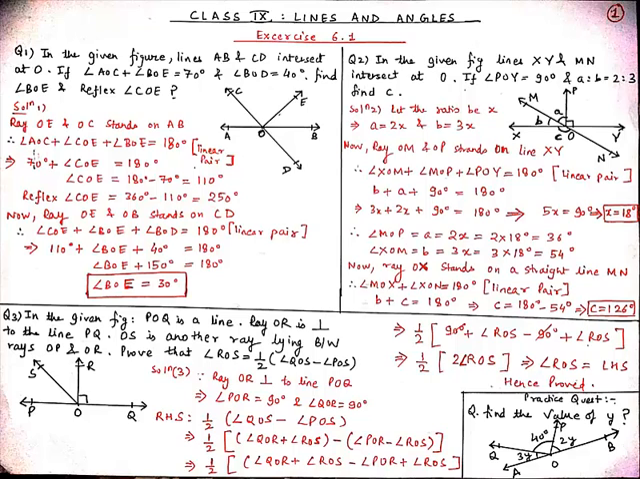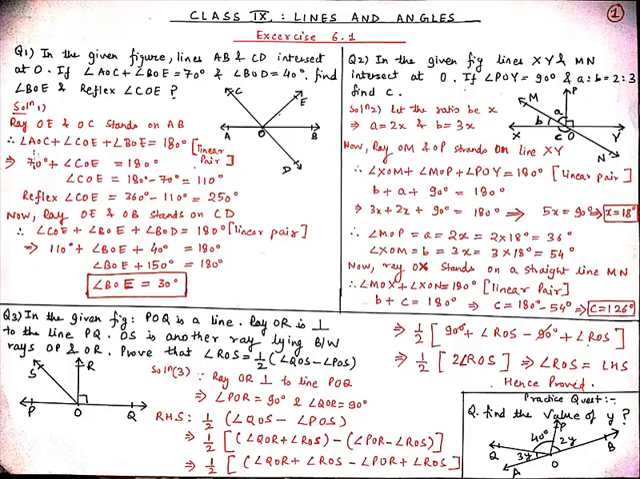As you can clearly see in the figure, rays OE and OC both stand on the line segment AB. So by linear pair, we can say that angle AOC plus angle COE plus angle BOE is equal to 180 degrees. In our question, we know that angle AOC plus angle BOE is equal to 70 degrees. So from here, we get the value of angle COE, which is equal to 180 minus 70 degrees, and this is equal to 110 degrees.